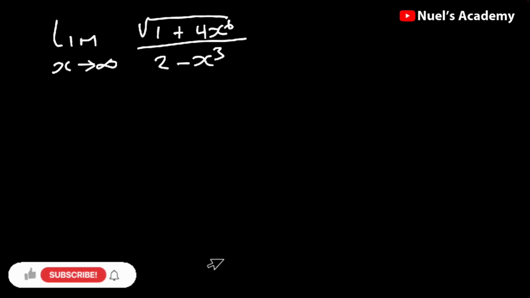In this lesson, we're going to be focusing on evaluating limits at infinity. In this question, we're given root of 1 plus 4x raised to the power 6, divided by 2 minus x raised to the power 3, and we're going to evaluate it as x tends to infinity. If you look at this question, you see that we have a radical term in the numerator and a polynomial term in the denominator.